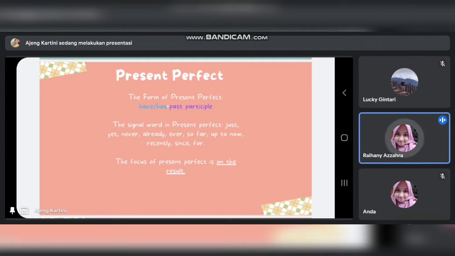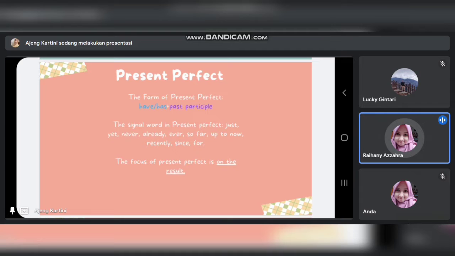The next one is present perfect. Present perfect is a combination of past and present. It is used for actions in the past that have some connection with the present. The form of present perfect is have or has plus past participle.